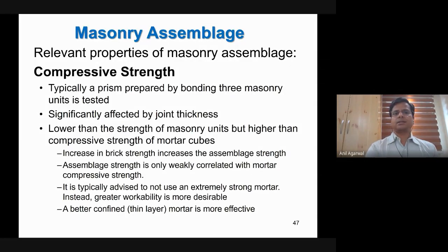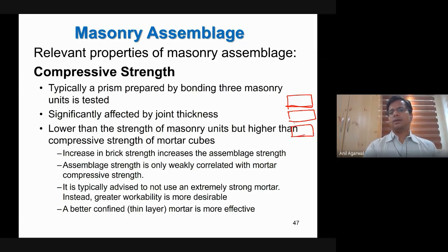So the way they test it is that they take 3 bricks, one brick, another brick, 3rd brick, and in between they put a layer of mortar as you wish to. So you can design the layer of mortar you want. So this is the layer of mortar you put in between the bricks, and that is an assembly of bricks. This is a 3 brick assembly.